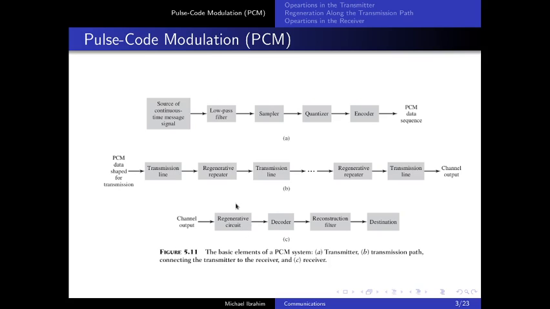And here in the receiver, the very first stage is again a regenerative circuit that will try to eliminate the effect of the noise. And then we perform decoding, which is the opposite operation of encoding. So basically translating the coded pulses we have into a PAM signal whose amplitude changes with the message. In other words, the samples over here at the output of the quantizer. And then we can use a reconstruction filter, a low-pass filter going from -W to W in a similar manner as we have discussed in the sampling process, and then we go back to our destination.